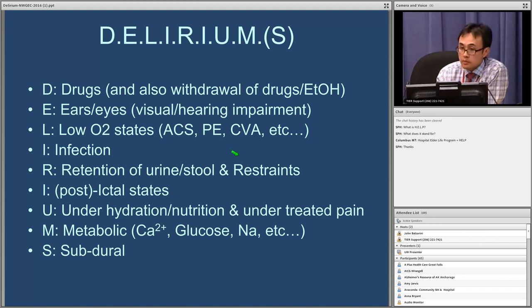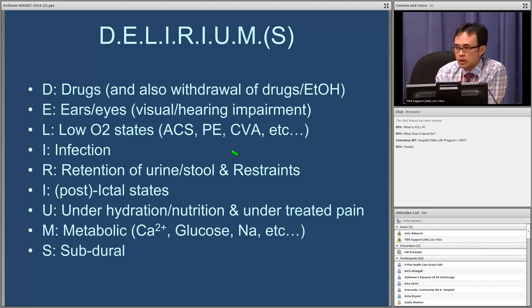And M standing for metabolic. So high, low levels of calcium, high, low levels of glucose, and high, low levels of sodium as well can cause acute changes as well. And also the last thing that I'm looking for within the clinical history is a subdural.